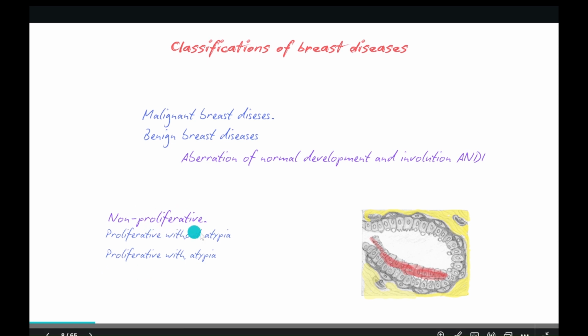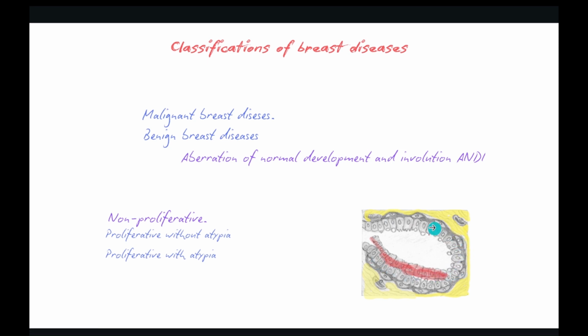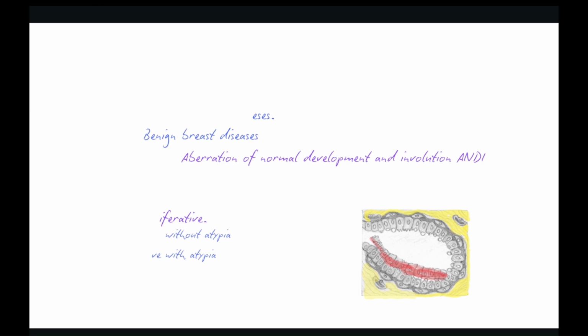disease. So non-proliferative are patients who don't have any increase in the number of the luminal epithelial cells of the duct or the acini. At the same time, proliferative without atypia has two layers of cells, and proliferative with atypia has two layers, and they have atypical changes, which is malignant changes, and we'll talk about this later on while we are talking about hyperplasia.